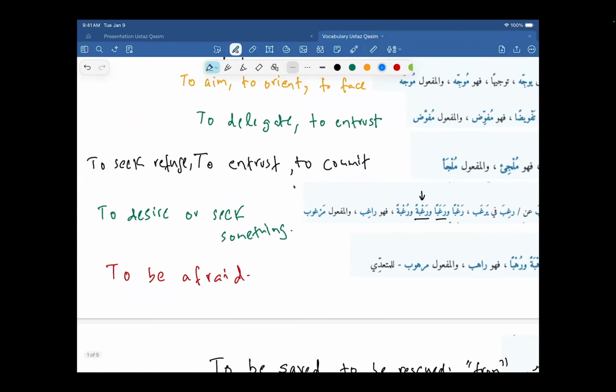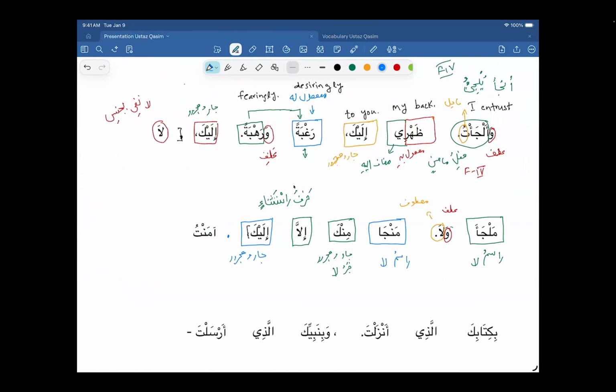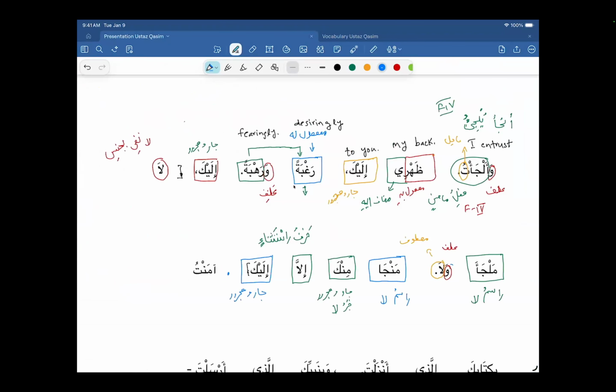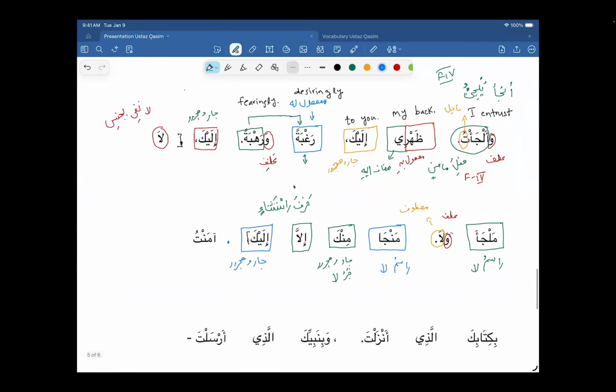To entrust, to seek refuge. Can anybody guess what's the connection, this malja'a with al-ja'a yulji'u? You see a pattern? Isma makan, isma zaman. Yes, it's an Ismul Makan. As a matter of fact, it is a pattern of Ismul Makan. We've done it.